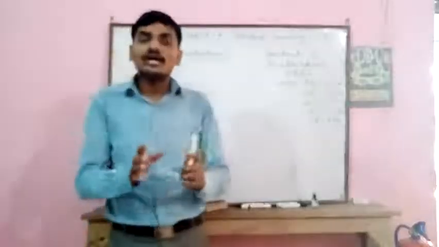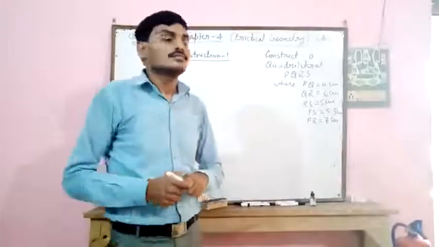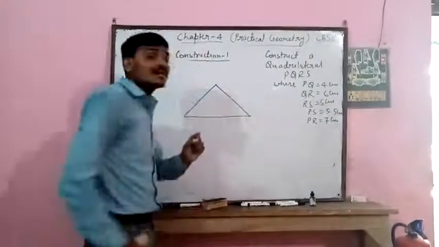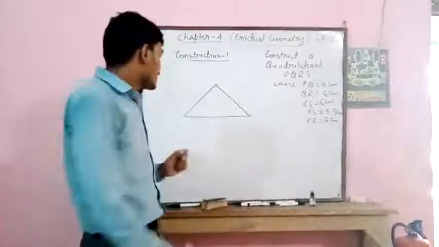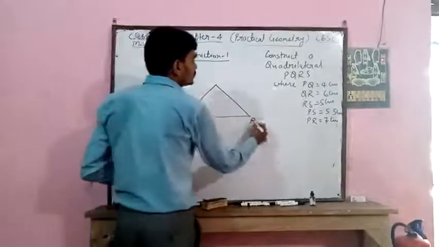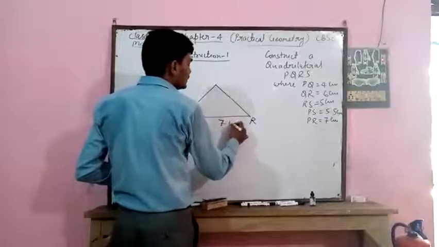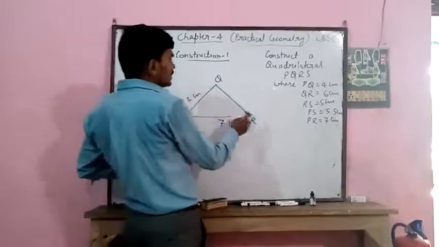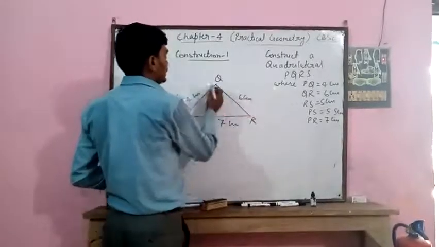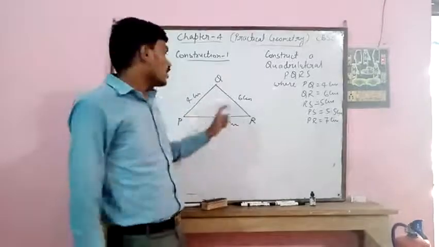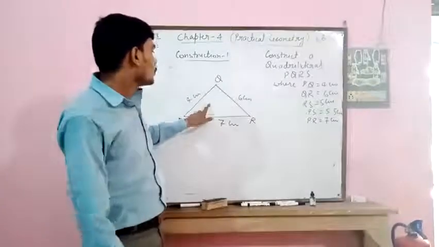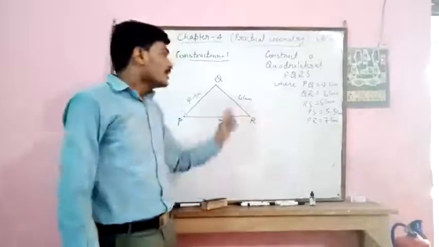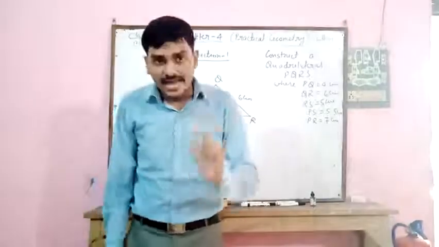First, draw a triangle PQR using SSS criteria, where PR is equal to 7 cm, PQ equal to 4 cm and QR is equal to 6 cm. Just draw a triangle PQR where PQ equal to 4 cm, QR is equal to 6 cm and PR is equal to 7 cm. Now we have to locate the point S.